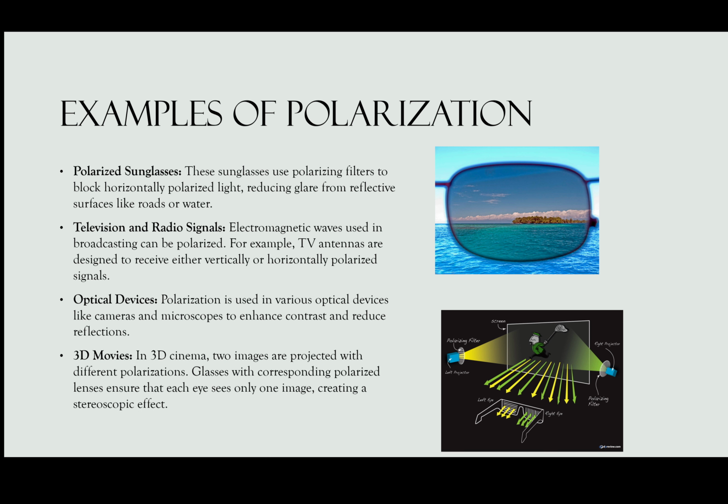Polarization is used in optical devices such as microscopes to enhance the contrast and reduce reflections. So polarizers are always in microscopes as well, to allow us to better visualize organisms or different artifacts within cells. And artifacts are the dead material. Let me not go back too far into biology unit 1.